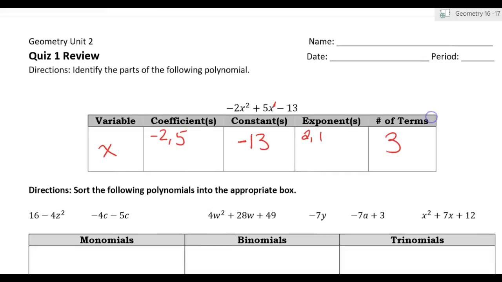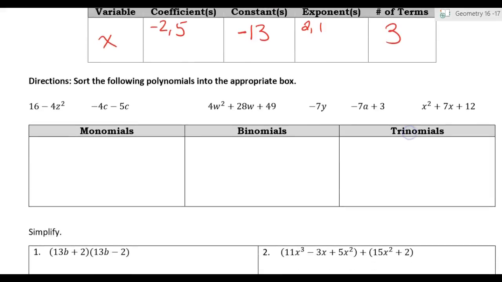Okay? So looking at the next part here, that asks us to now classify the polynomial. So these are all examples of polynomials. Now they're asking you to classify, all right, which ones are monomials? Remember, mono means 1 term. So I'm looking for a polynomial that has no addition or subtraction in it. So as I scan across, the only one that has no addition or subtraction is the -7y.